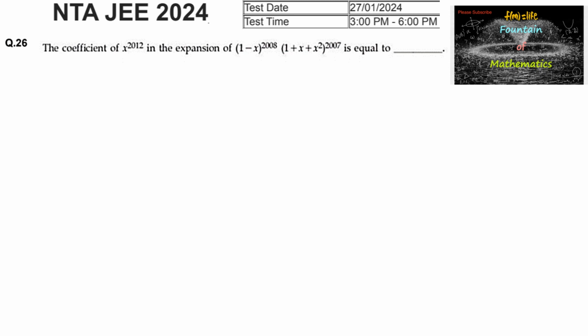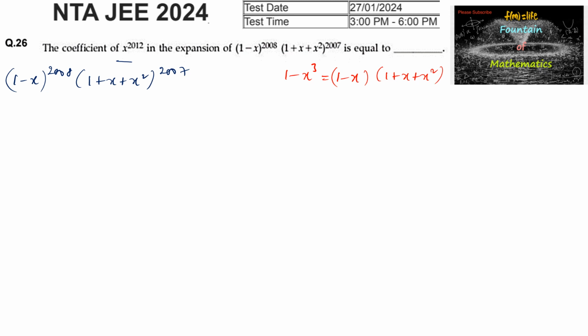The coefficient of x to the power 2012 in the expansion of (1 - x)^2008 (1 + x^2)^2007 is equal to? So we know that 1 - x^3 = (1 - x)(1 + x^2), or we can write (1 - x^3)/(1 - x) = 1 + x^2.